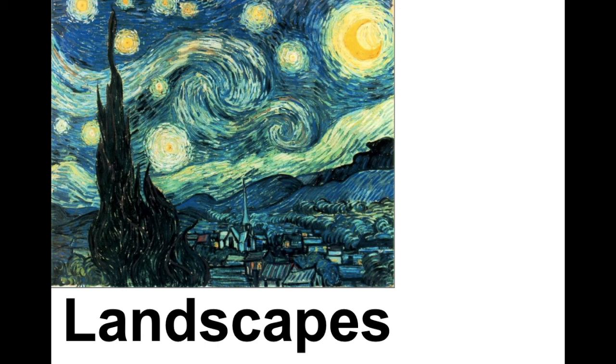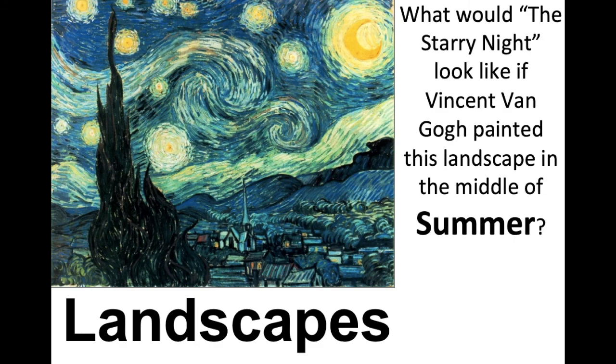So what if Vincent van Gogh gets up one morning and decides, you know what, I'm going to go outside and paint a landscape. But this time, it's in the middle of summer. What could we change? What clues would we see in the painting that would give you the idea that it was painted in the middle of the season of summer?